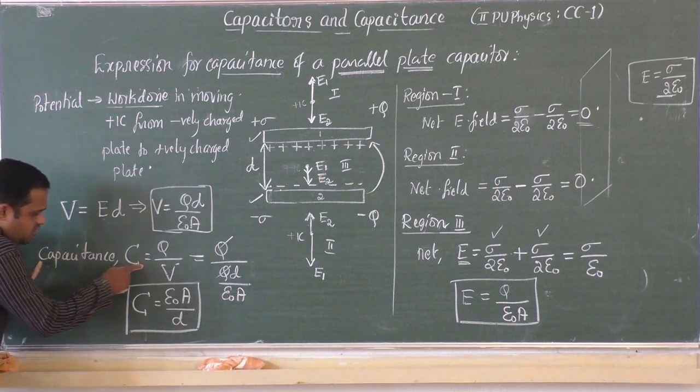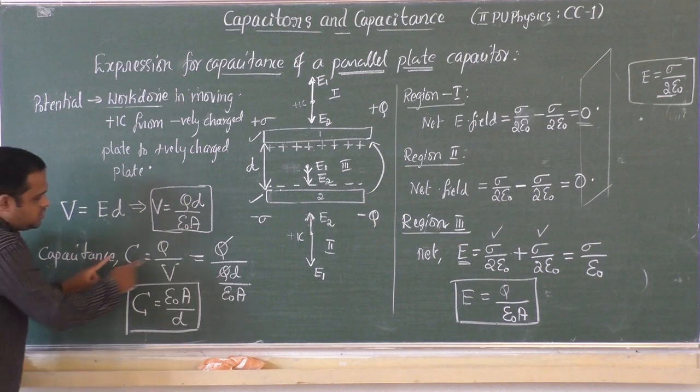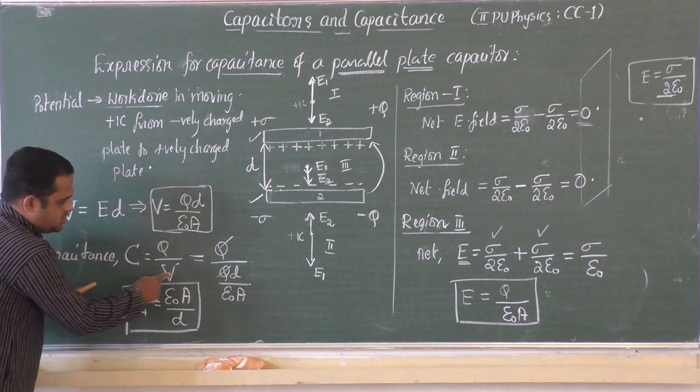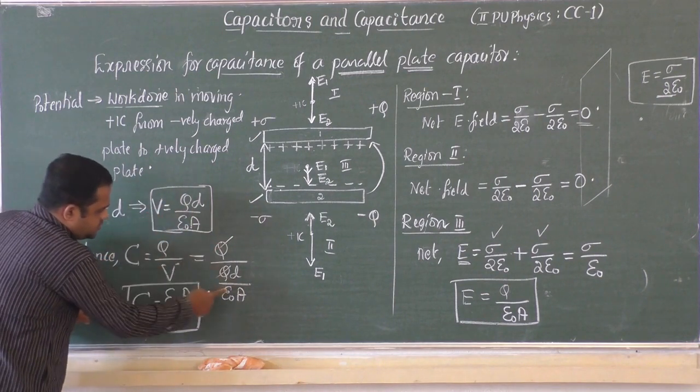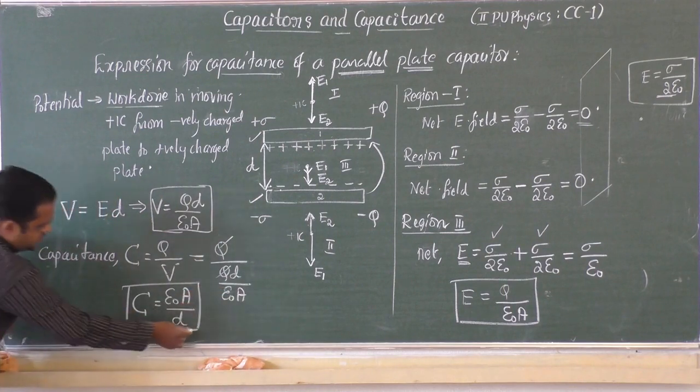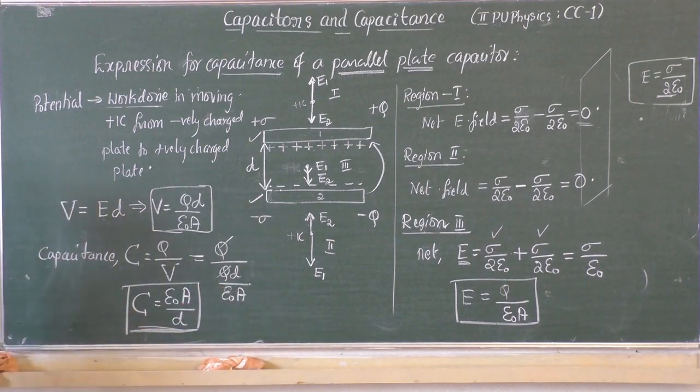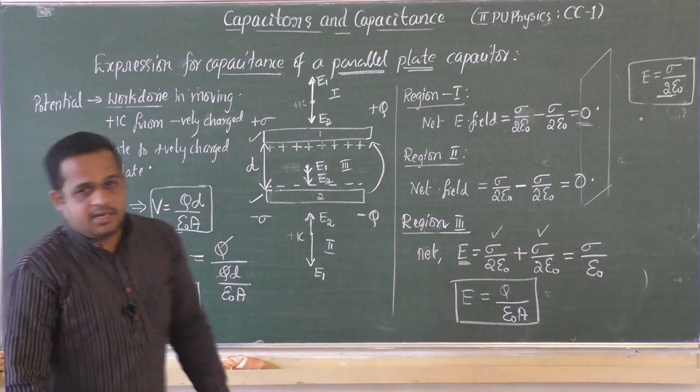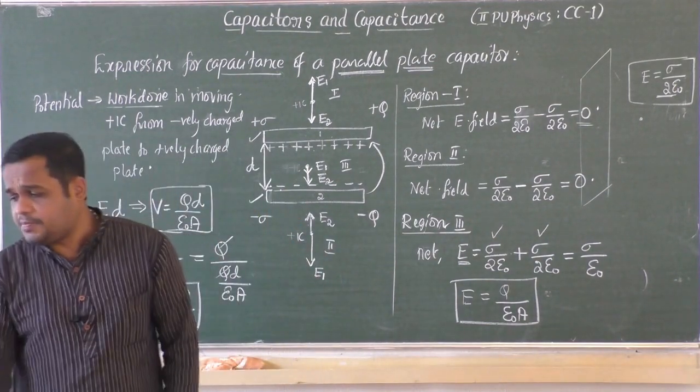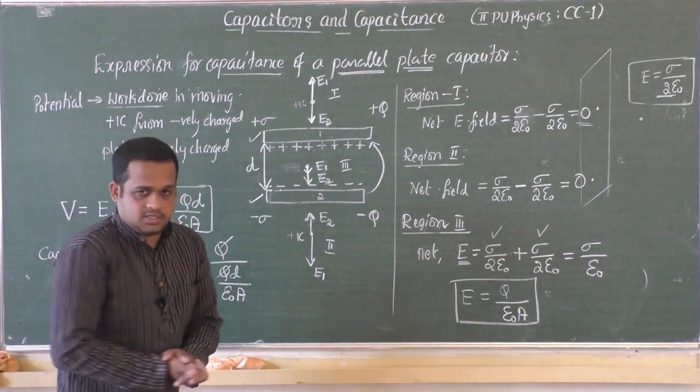Next, the definition of capacitance, that is C is equal to ratio of charge to the potential. So potential is this one, substituting the potential value, the final expression for capacitance is C is equal to epsilon naught A divided by D. That is the final expression for capacitance of a parallel plate capacitor.